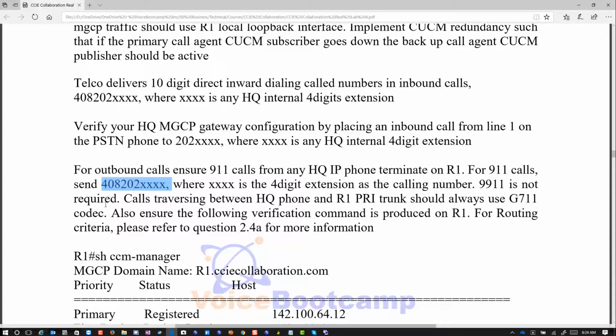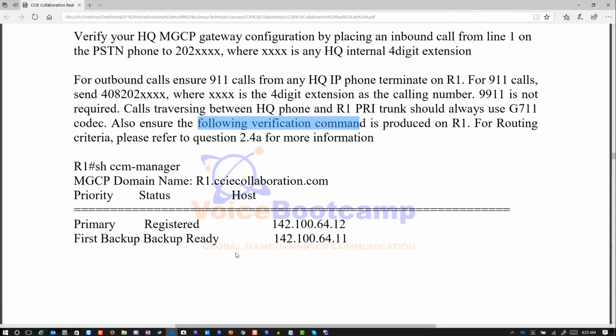Note, 911 is not required. Calls should go between the HQ phone and the R1 PRI, and should always use the G711 codec. You are also required to verify this command: show ccm-manager. It should show something like this.